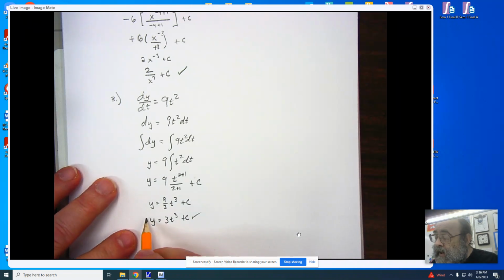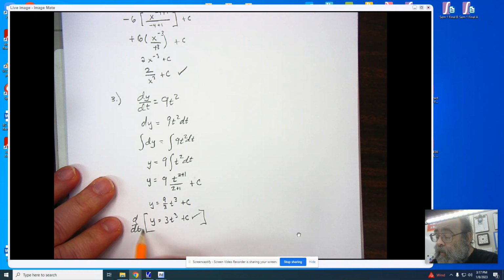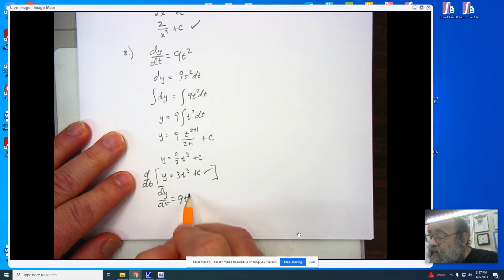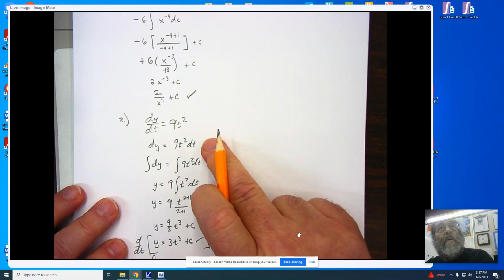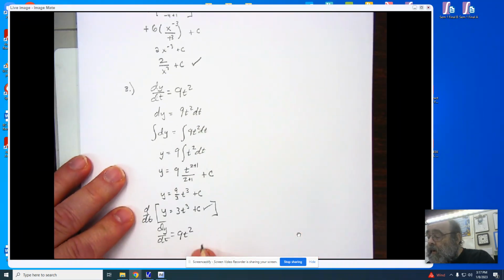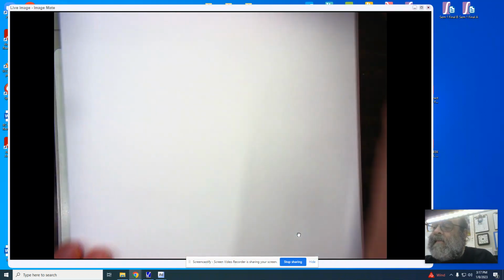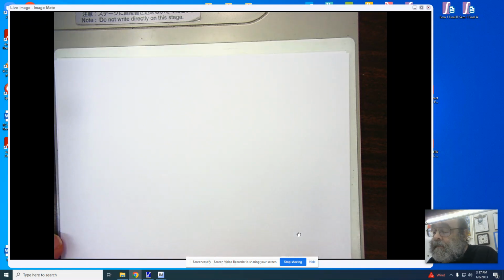To do this, we're going to take the derivative d dt. We end up getting dy dt is equal to 9t squared, and our constant goes to 0. And as you can see from the original, that is the same, and therefore we have it correct. We now move to number 5, where we're doing the exact same thing. Let's go ahead and move on to number 7, shall we?